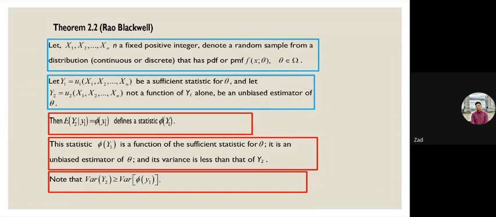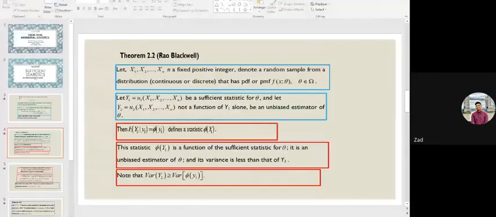Any response? Any comment? Can the variance of Y2 always be larger? We will prove that it is not always larger. We will prove that the variance of phi Y1 is less than the variance of Y2. If the variance of phi Y1 is less than the variance of Y2, then it fulfills the condition to be the uniformly minimum variance unbiased estimator.